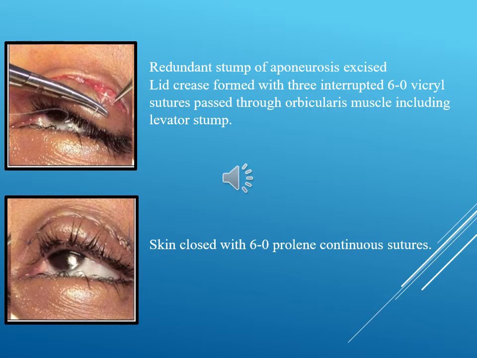The lid crease is then formed with 3 interrupted 6-0 Vicryl sutures which are passed through the orbicularis muscle, and it should also include the levator stump. And finally, the skin is then closed with 6-0 Prolene continuous sutures.